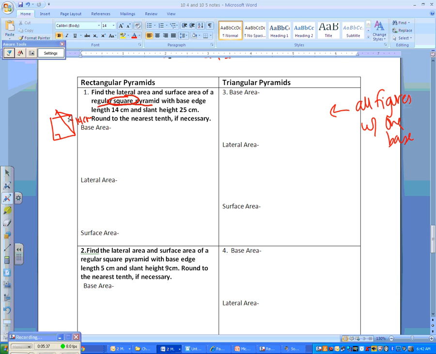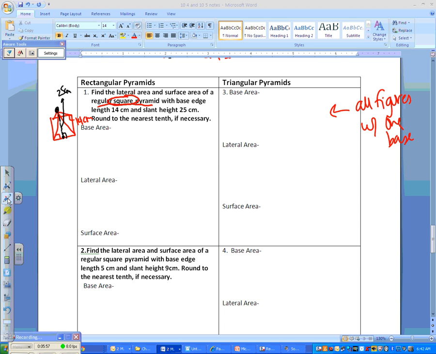So it's like if we were looking down at our pyramid, that's what it would look like. And it says there's a slant height. This is hard for some people to visualize. Slant height goes from, again, it's on the outside of this pyramid, and it goes from the vertex down to the side. And the slant height is 25 centimeters.